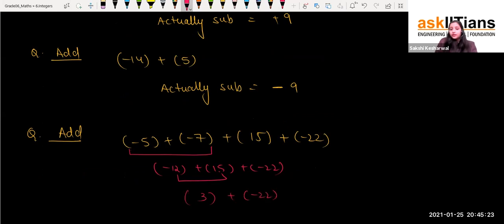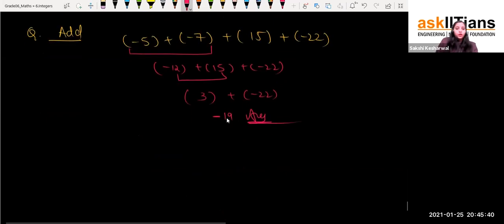Now again, negative and positive, one is negative and the other is positive, so again you will be subtracting. 22 minus 3 is what, 19, and putting the negative sign, so minus 19 is your answer. That's it, right? Or there is another way of doing this question.